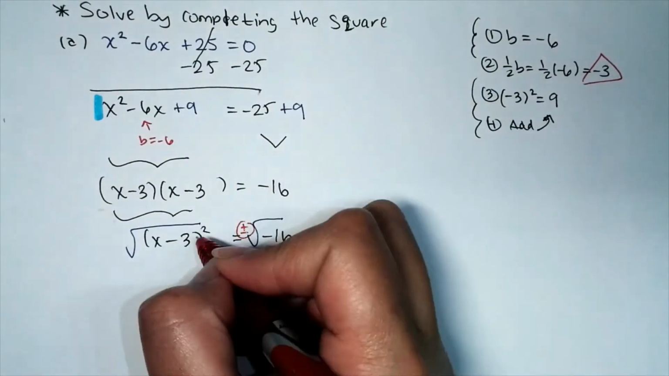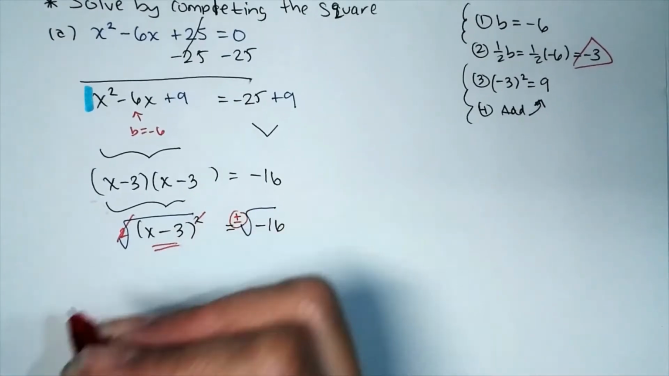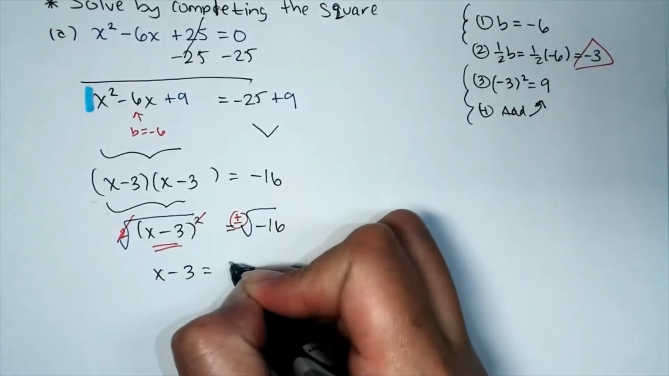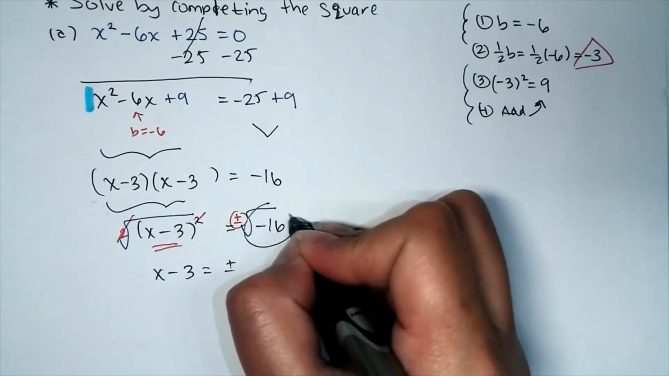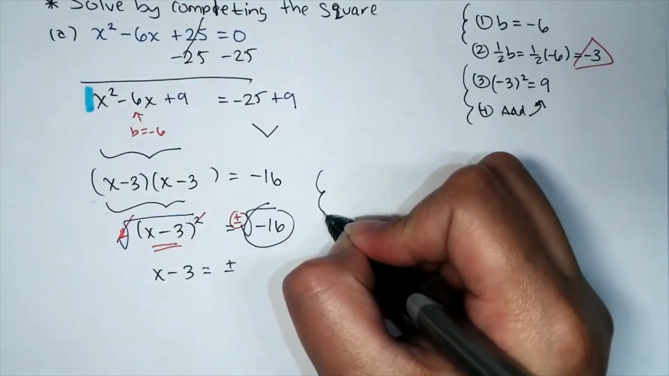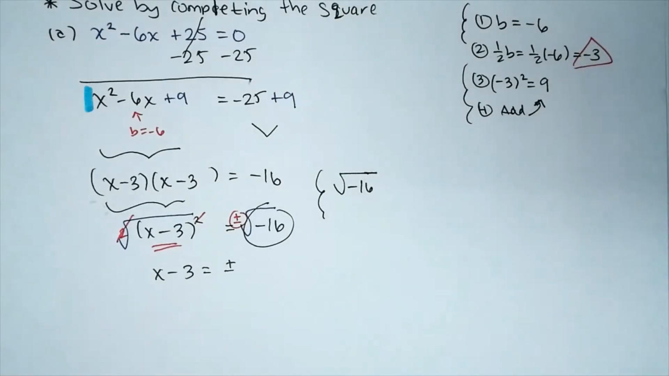So on the left side, the square and the square root undo each other, and that will leave us with the former radicand of x minus 3 equals positive or negative, whatever the square root of negative 16 simplifies to. If you can do that mentally, go for it. But I'm going to bust out a thinking area because you know how I do things. I can't do things in my head.